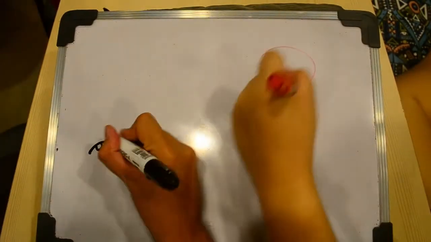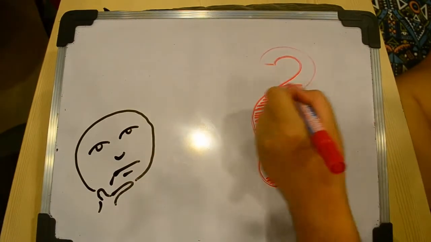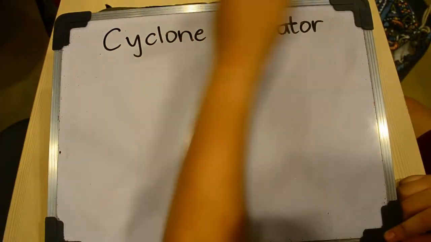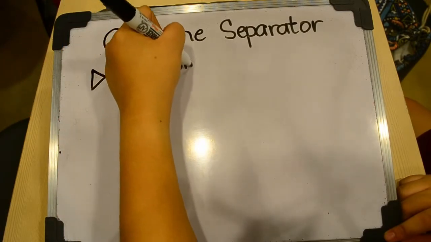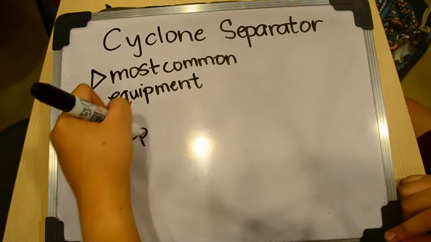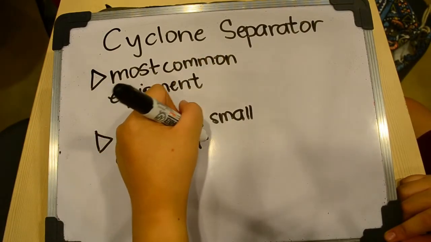And the first question that comes to our mind is, what is a cyclone separator? Let's first define what is a cyclone separator. A cyclone separator is the most common type of equipment used to separate small solid particles from the fluid.